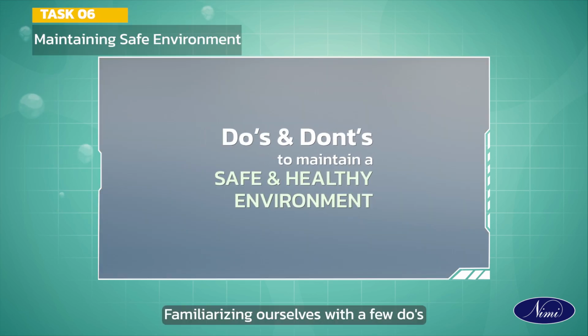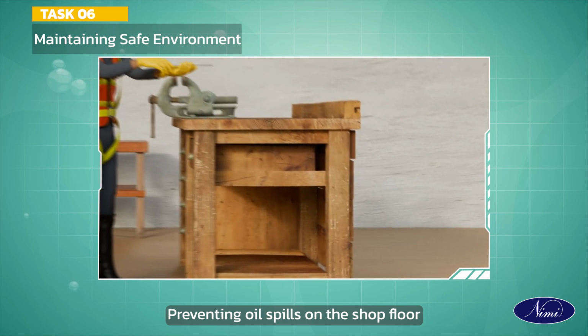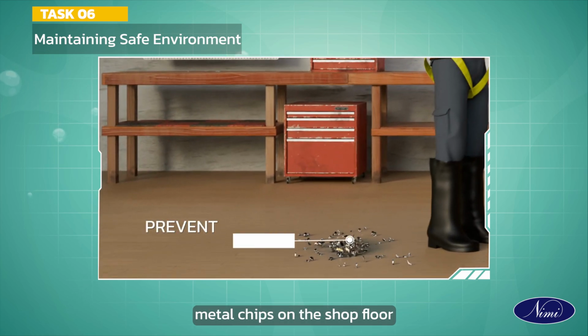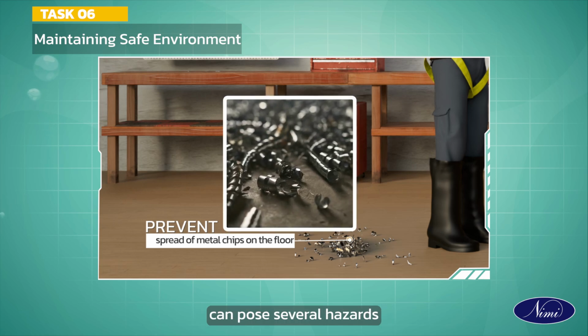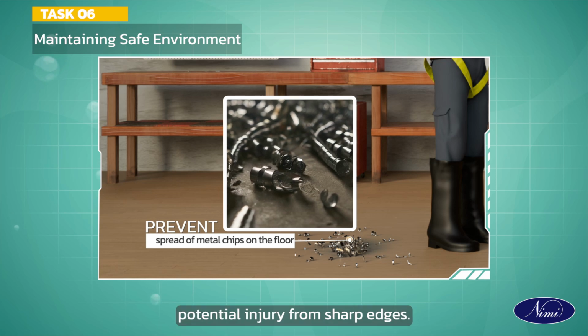Familiarizing ourselves with a few do's and don'ts when working in the plumbing and masonry trade will help maintain a safe environment. Preventing oil spills on the shop floor or work table is crucial for maintaining a safe and healthy environment. Preventing the spread of metal chips on the shop floor is essential as metal chips can pose several hazards as well as cause potential injury from sharp edges.